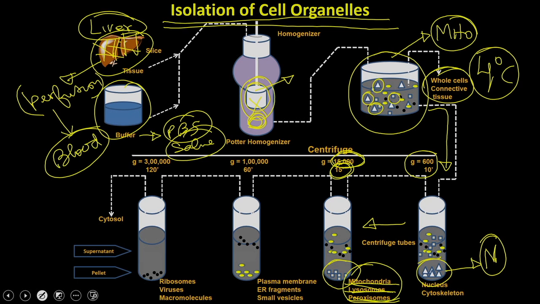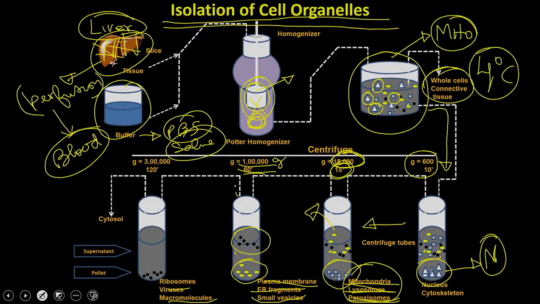Now you take the supernatant into the next tube, and then again you spin. So now you are spinning at 1 lakh G for 60 minutes, and in that process the plasma membrane, the ER, and the small vesicles are going to be pelleted down, whereas the ribosomes, viruses, and macromolecules remain in the supernatant. They are not going to get pelleted down.